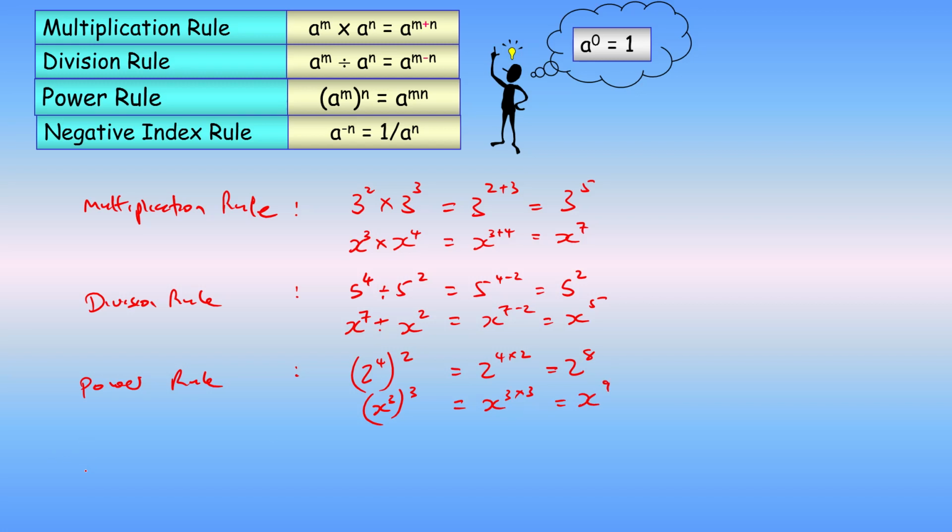Then we had a negative index rule. Okay, so if we had, say, 4 to the power of minus 2, remember it's the reciprocal of it, so it becomes 1 over 4 squared. And 4 squared is 16, so it's 1 over 16. You can do the same thing if it was a term. y to the power of minus 3 is equal to 1 over y cubed. Because we don't know what y is, we leave it in that form. Okay, and we know that anything to the power of 0 is 1.